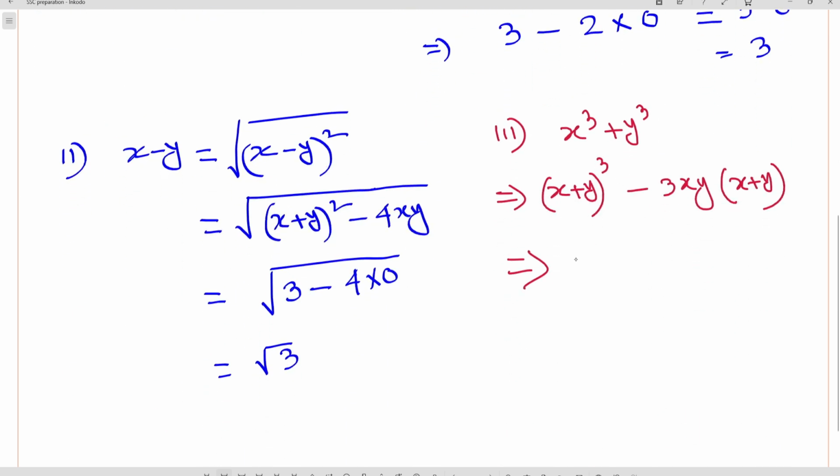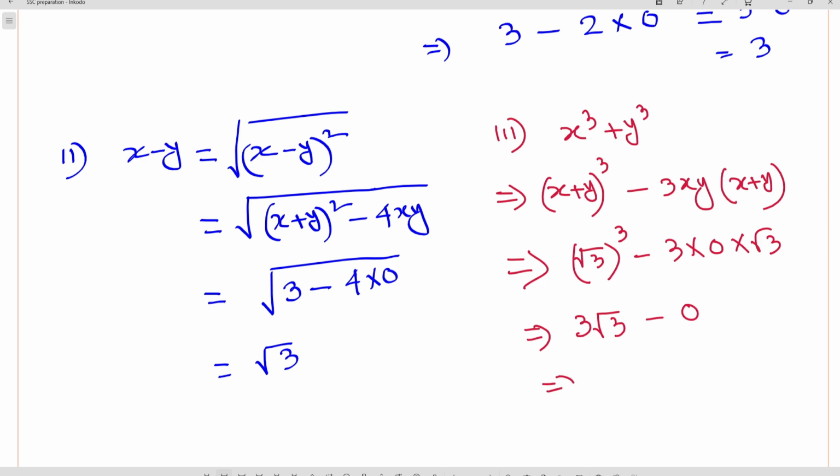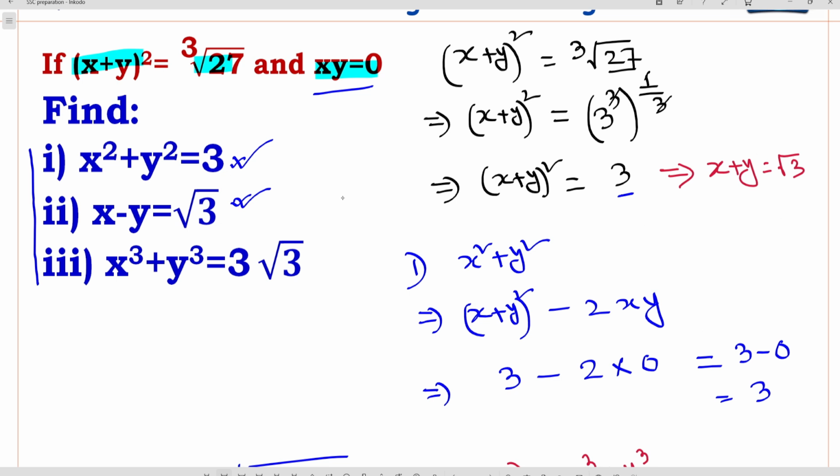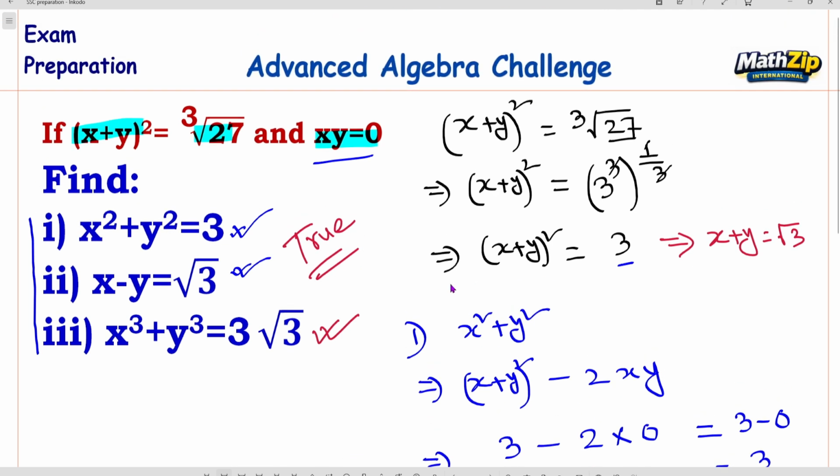So here x plus y is root 3, and we cube it, minus 3 times xy, which is 0, times x plus y, which is root 3. Now look, root 3 to the power 3 is 3 root 3, and this other term is 0. Finally, we get 3 root 3. So in this case, we can say the third statement, x cube plus y cube equals 3 root 3, is true. So finally, we can say everything is true.